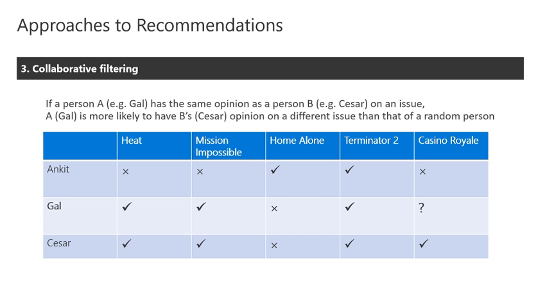For example, if Gal and Caesar have both liked Heat, Mission Impossible, and The Terminator, then since Caesar also liked Casino Royale and Gal is looking for a movie to watch, then it's safe to say that maybe because they have the same taste in movies, Gal will also like Casino Royale.